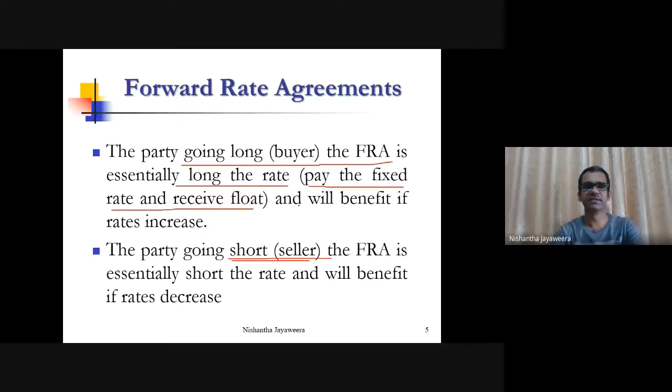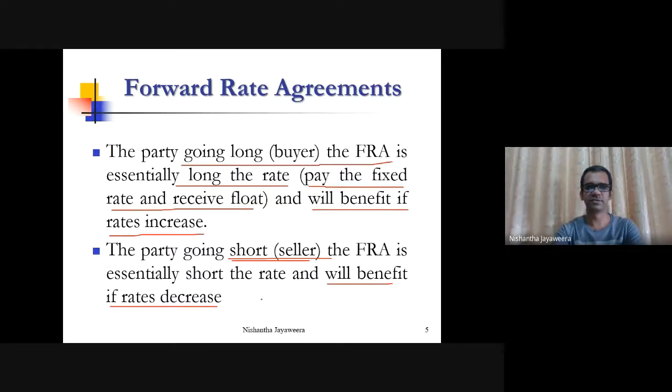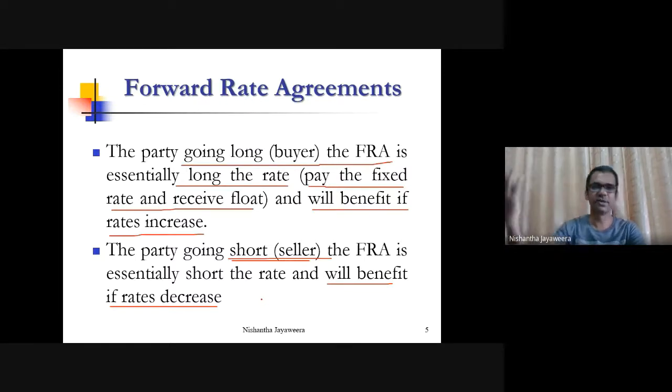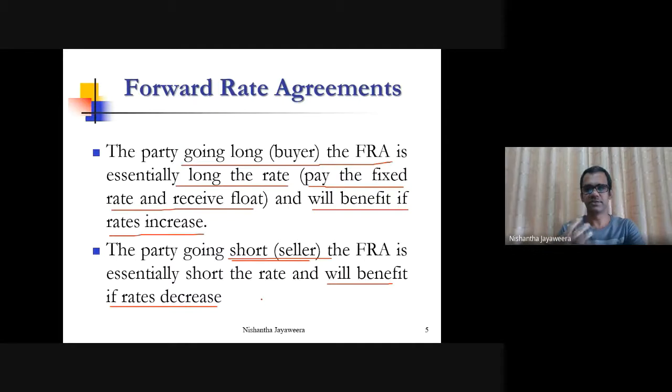So it is given here. Long party will benefit if rates increase. Short party will benefit if rates decrease because as a buyer, you receive the floating rate. If the interest rate goes up, that floating rate would be at a higher level. As a short party, you pay the floating rate. When the interest rate goes down, you pay a lesser amount.